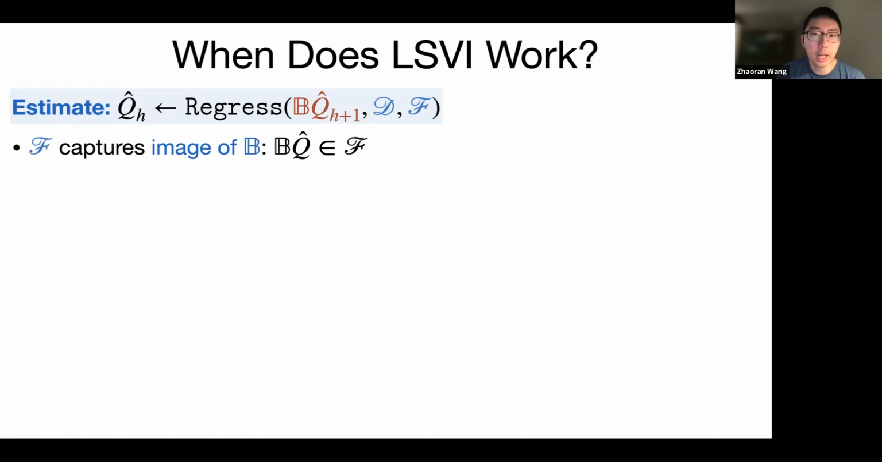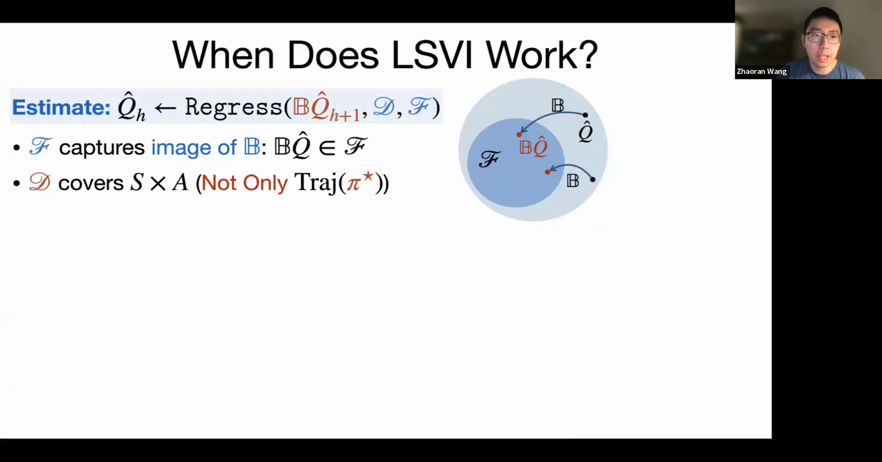The first one is that the function class is very rich, in the sense that it captures the image of the Bellman operator. The other is that the data set covers the entire state and action space. Note that this is a very strong assumption, right? In practice, you never test out all the possibilities. For example, if you're testing a drug, you never try those drugs that are less promising. So this shouldn't be an issue, but in reality, if you use this algorithm, it really becomes an issue because of the uncertainty.